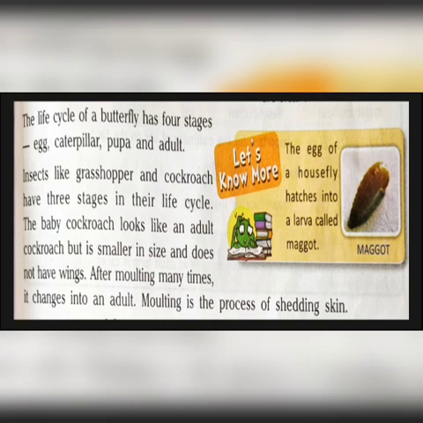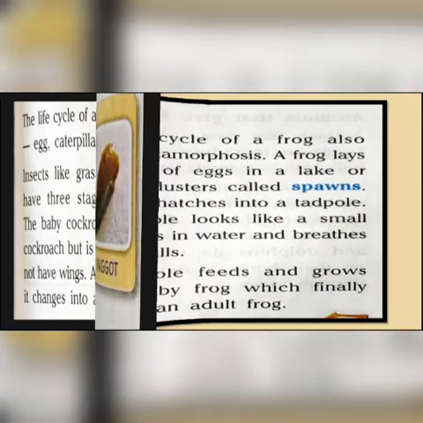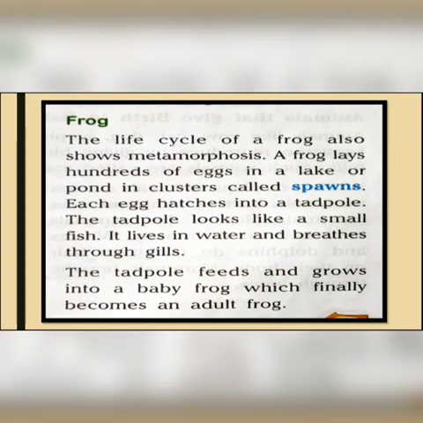It is what? Shedding of skin, which is involved in case of cockroaches. Now next we are given about frog. The life cycle of a frog also shows metamorphosis. Metamorphosis means what? Changes from young form to an adult form, right?